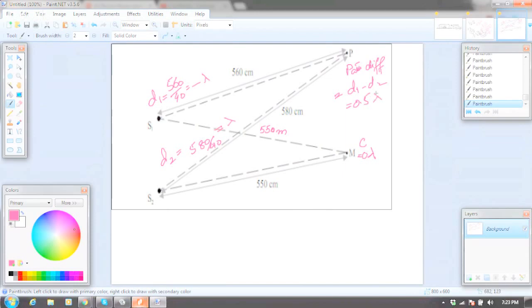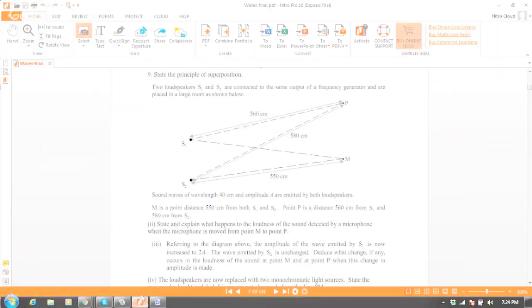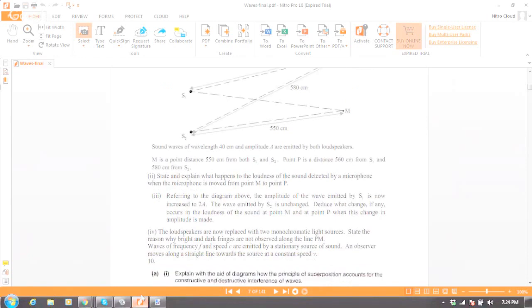I guess if it comes to 0.5 lambda, that means this is the center of constructive interference and this is the center of destructive interference. And when you are moving from point M to point P, the intensity will gradually be decreasing. Because it is moving from the constructive region to the destructive region, the intensity will be decreasing. Referring to the diagram above, the amplitude of the wave emitted by S1 is now increased to 2A.